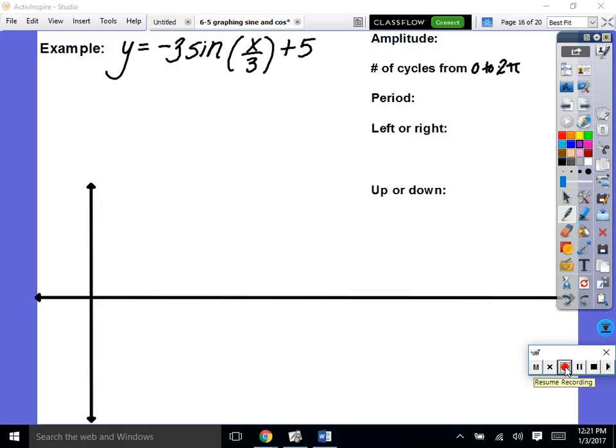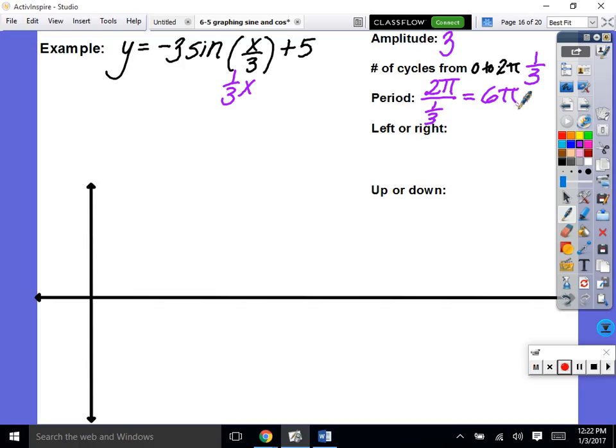Okay, so let's do this one. You're going to want to write down these things. Our amplitude is 3. The number of cycles from 0 to 2 pi is a third, because b is the number of cycles. That's just 1/3 x, correct, everybody? So there's a third of a cycle drawn from 0 to 2 pi. Our period is 2 pi divided by b, so 2 pi divided by a third is 6 pi. The length of one cycle is stretched over 6 pi units.